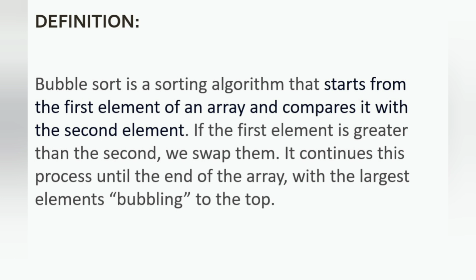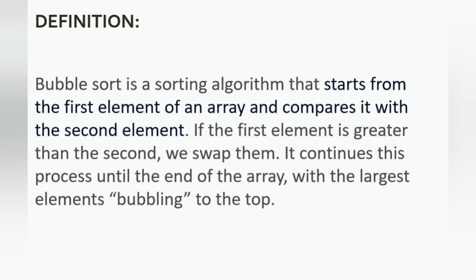Bubble sort is a sorting algorithm which starts from the first element of an array and compares it with the second element. If the first element is greater than the second, we swap them. It continues this process until the end of the array, that is, until the elements get sorted, with the largest elements bubbling to the top.